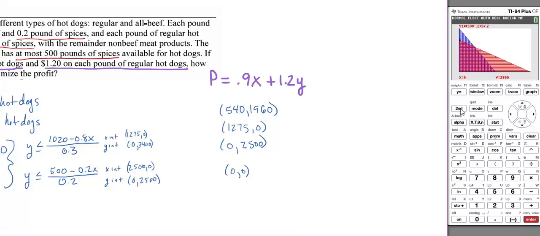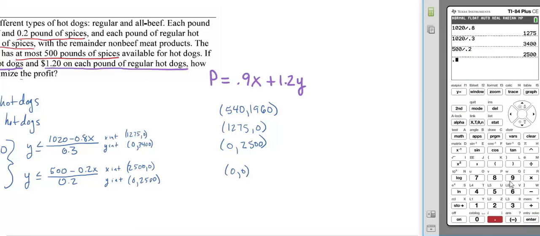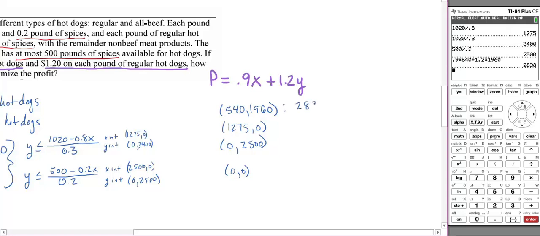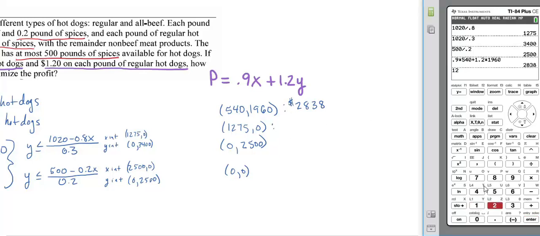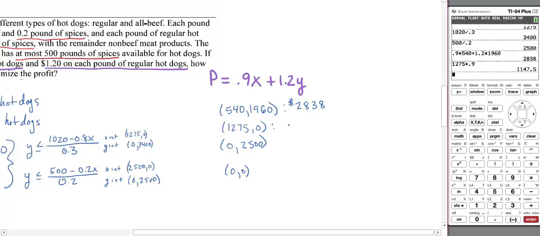So if I put these into my objective function, I get here 2,838. Yeah, that's the profit there. And if I do it here, I get 1,275 times 0.9, and that'd be $1,147.50. Round that appropriately, show 2 decimal places.